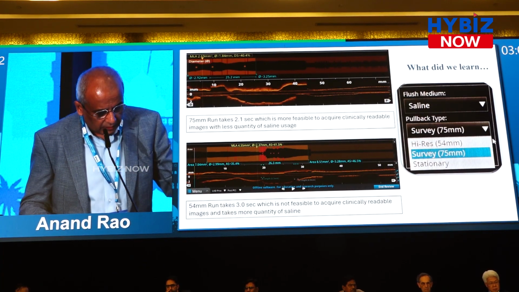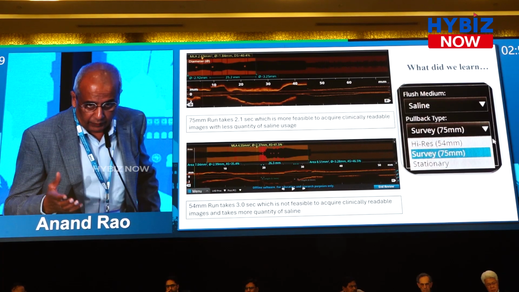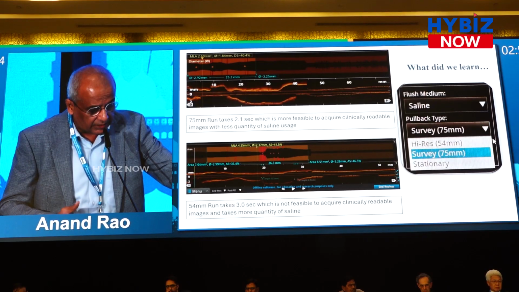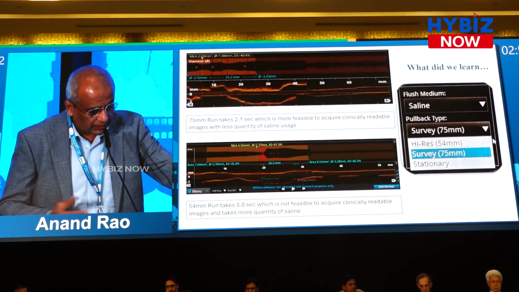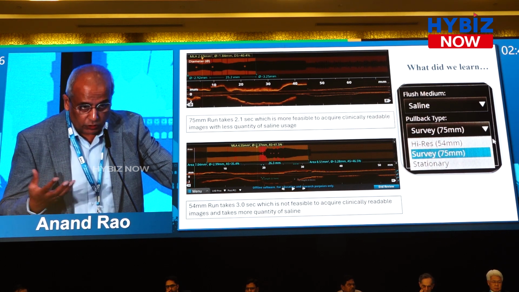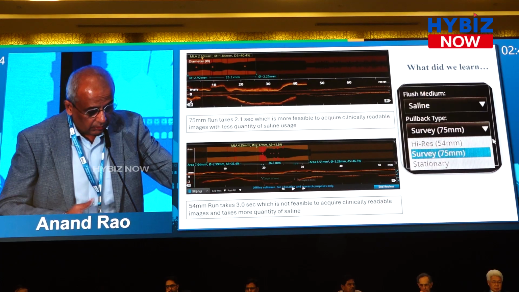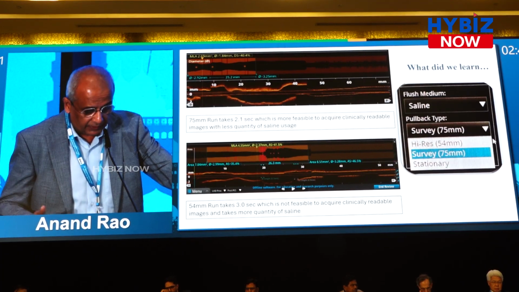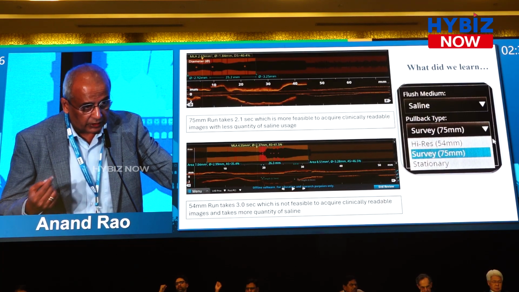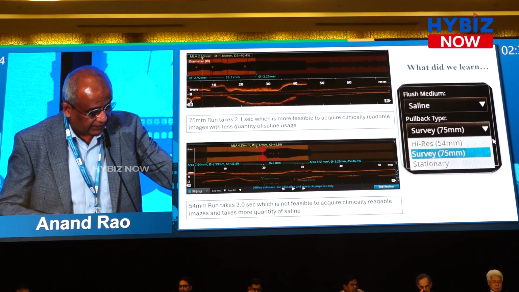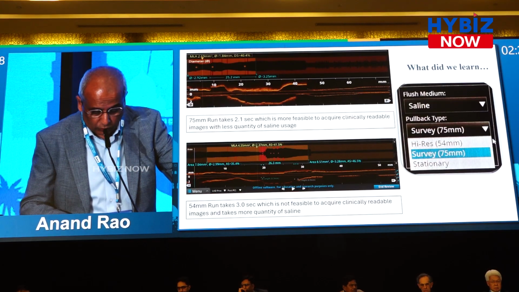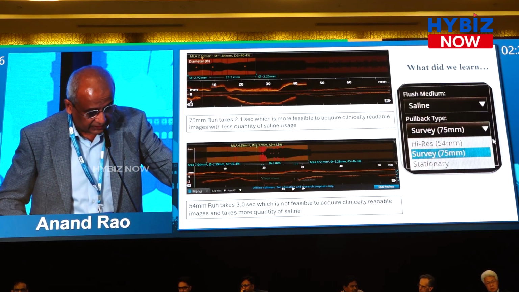What we learned was, if you know this machine well, the 75 millimeter run takes about 2.1 seconds, whereas the 54 millimeter run takes about 3 seconds. The 54 millimeter gives you much more clarity, however you can't use it because you get depleted of saline. So always do a 75 millimeter run, which is a shorter time. And what Zia was telling the other day is that the new machines have a 1 second pullback, so probably we'll be able to do more of these cases with saline injection.